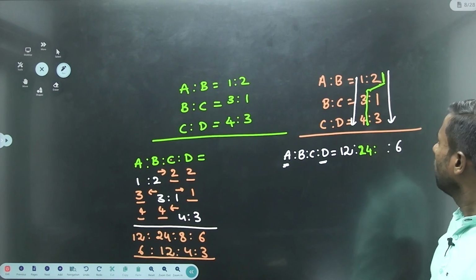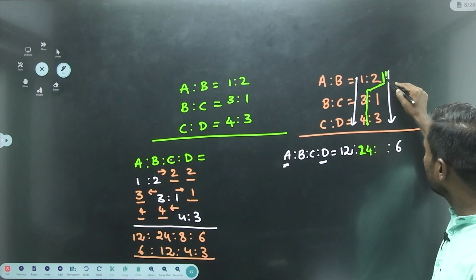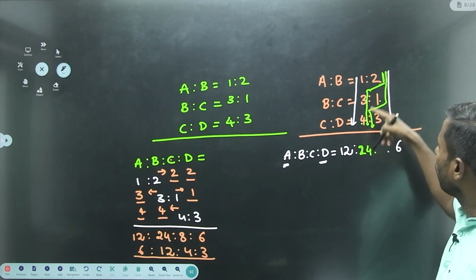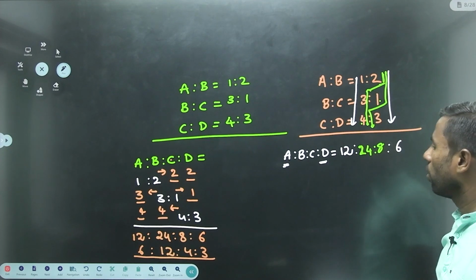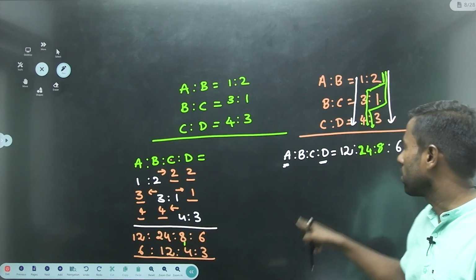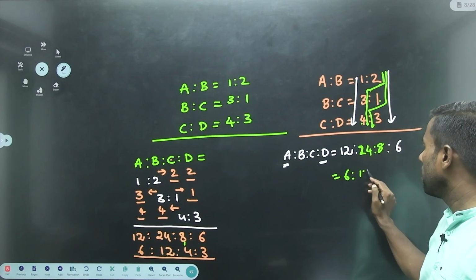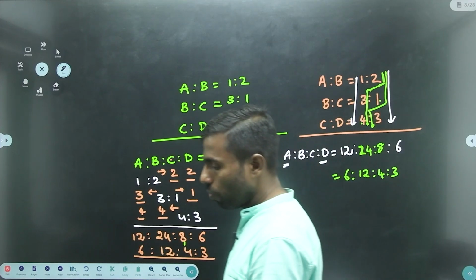Now coming to C. Start from here only, but wherever C is there, take a turn and come down: 2 into 1 into 4, which is 8. So we get 12:24:8:6. We got the same value, right? Further it simplifies by 2: 6, 12, 4, 3.